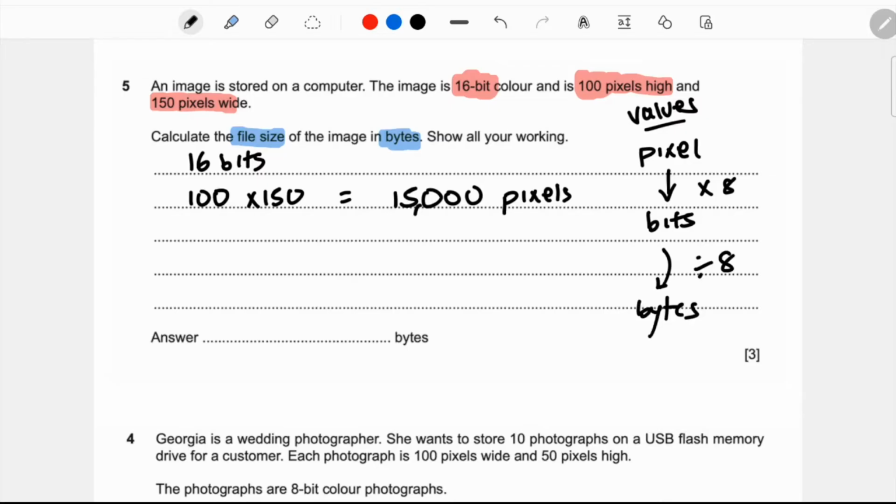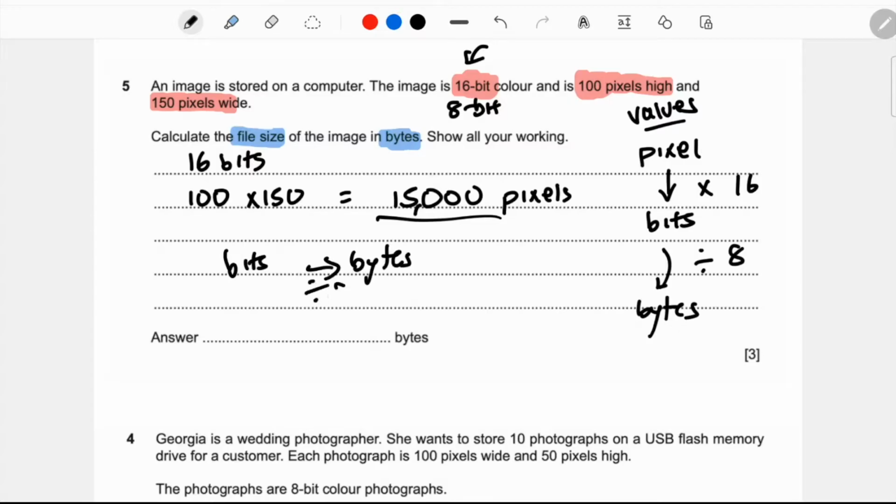So if I multiply these pixels, now look, it's a 16-bit, so here it won't be 8 actually, it will be 16. If it was an 8-bit, then we would do what I just told you. But if it's a 16-bit, I will times 16. Sorry, then divide by 8, because whenever you want to convert bits into bytes, you have to divide by 8.